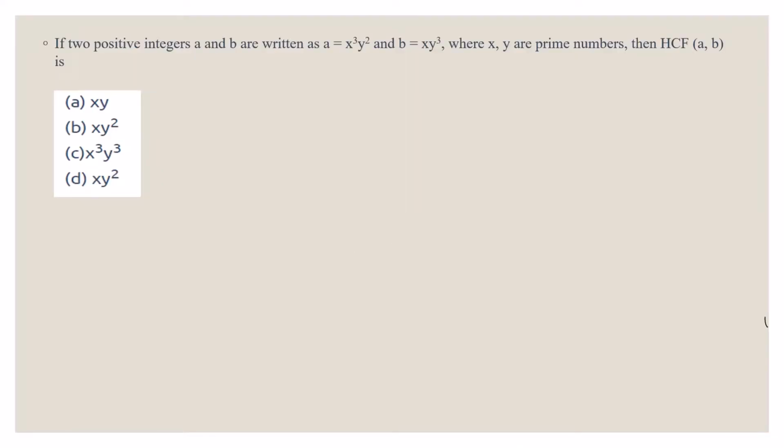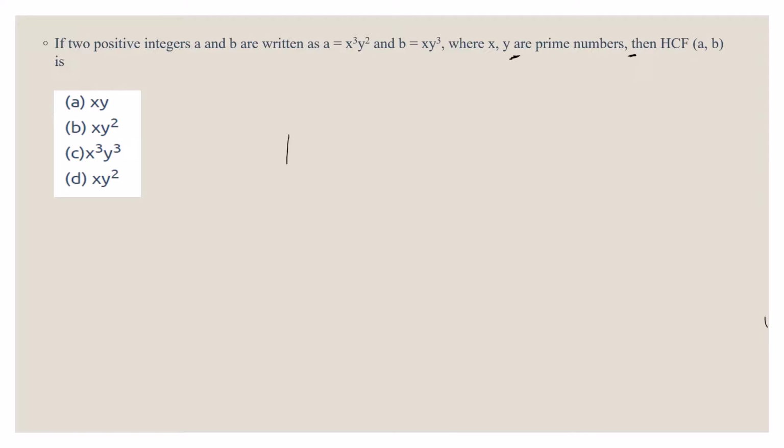So next question is, if two positive integers A and B are written as A equal to x cube y square, B equal to x y cube, x and y are prime numbers, then what is the HCF of A and B? So you don't have to write the steps and all. From here, from the question itself we can find out. Look at this x cube and x.